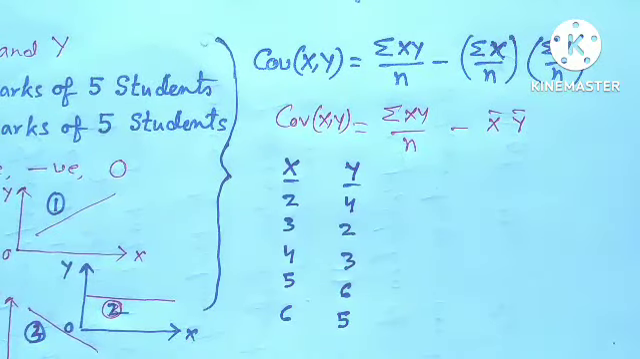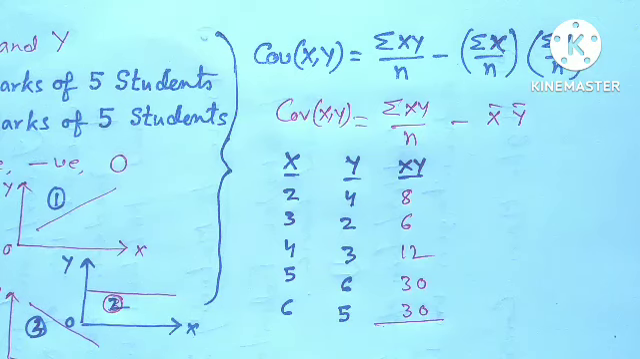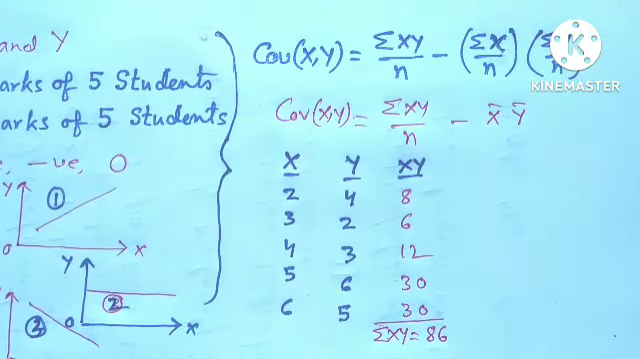the values of x and y are given, so automatically we can calculate xy. xy means the multiplication of x and y. The first is 2 into 4, that is 8. 3 into 2 is 6, and in this way we get the other values: 12, 30, 30. Now we have to calculate sigma xy, which means the summation of xy. Here sigma xy equals 86. And what is the value of small n? Here the value of small n is 5.